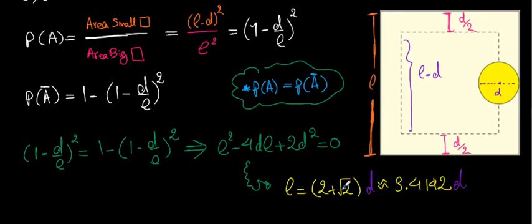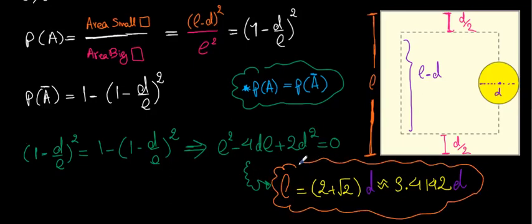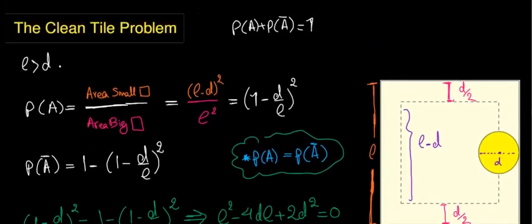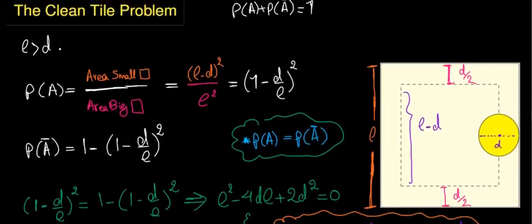So right now we find some connection between L and D for this game. So approximately we have this relation. Let's go to discuss another kind of tiling problem.